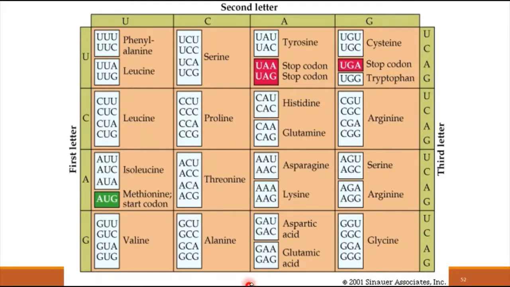A final thing to note about this table is that you can see that there are multiple words that actually encode for the same amino acid. So the table is redundant. You can have two different words, such as, for example, GCU and GCC, both of which encode for the amino acid alanine.